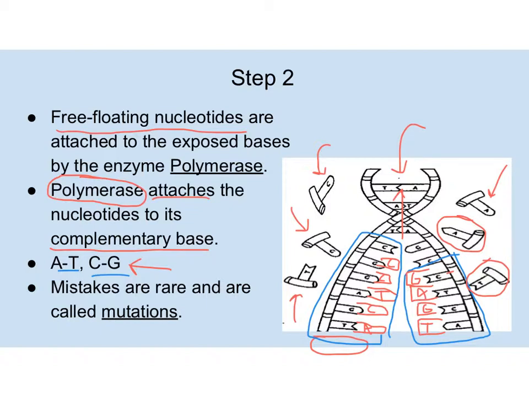Now, if the DNA polymerase makes a mistake, these are extremely rare, but those are what's called mutations. And mutations can lead to things like cancer, but they can also lead to beneficial things, and you'll learn about that when we get to evolution.